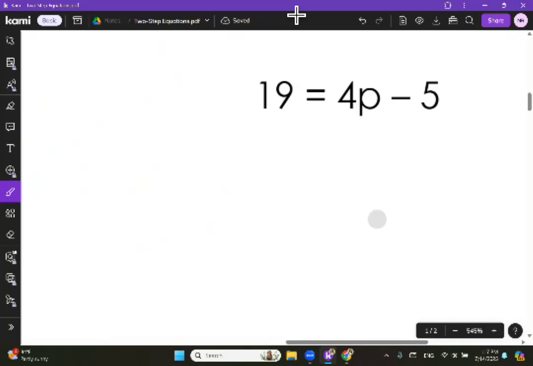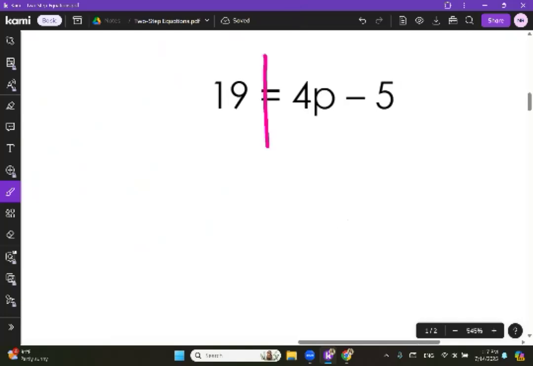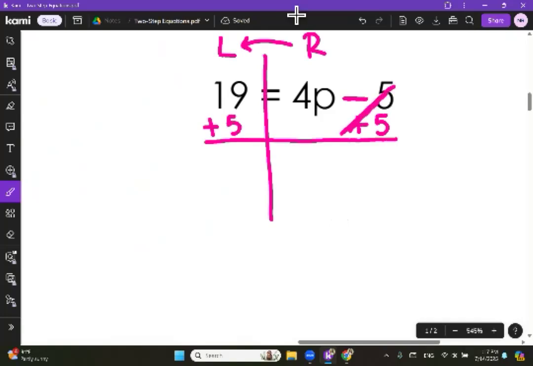Number 2, draw your line, label your sides. Our letters are on the right side, so our numbers need to move to the left side. 19 is already on the left. Between 4 and 5, we start with the 5. 5 is our constant. Minus 5 changes to plus 5. 19 pull, these cancel out. 4P comes down. 19 plus 5, 24.